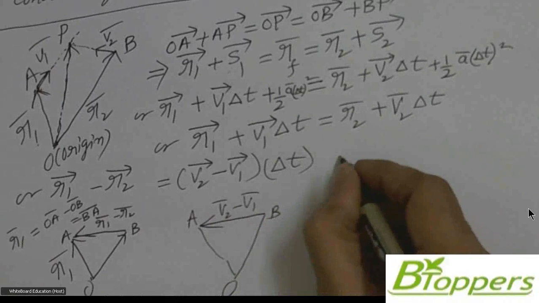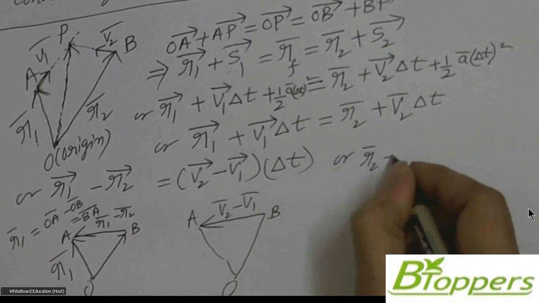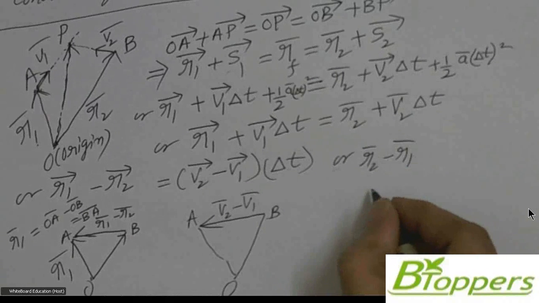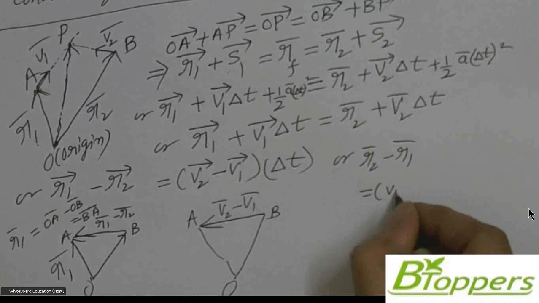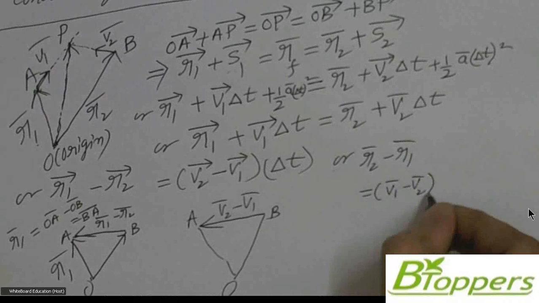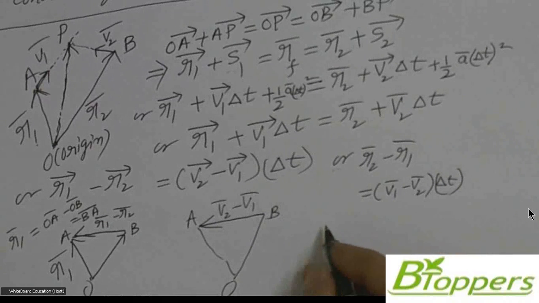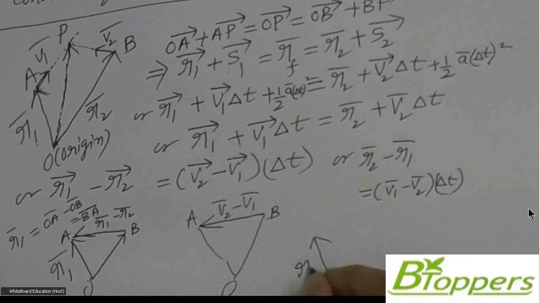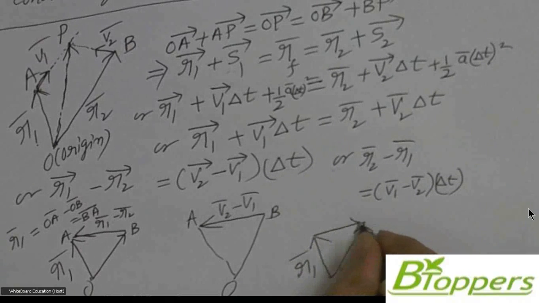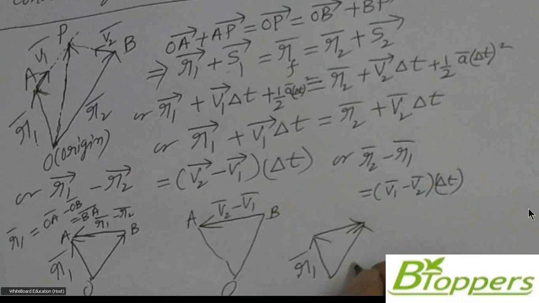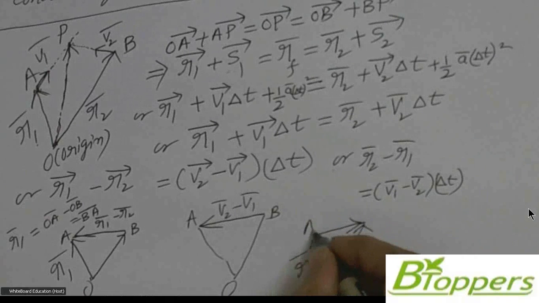The same equation can also be written as R2 bar minus R1 bar equal to V1 bar minus V2 bar into delta t. The direction of R2 bar minus R1 bar will be from A to B.